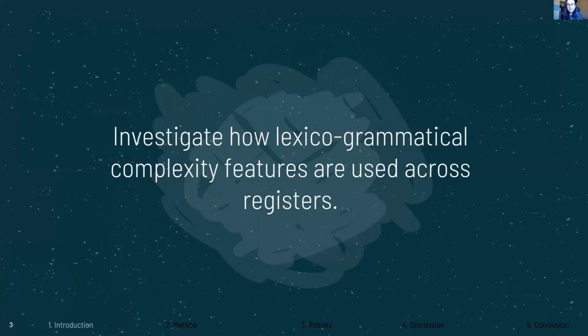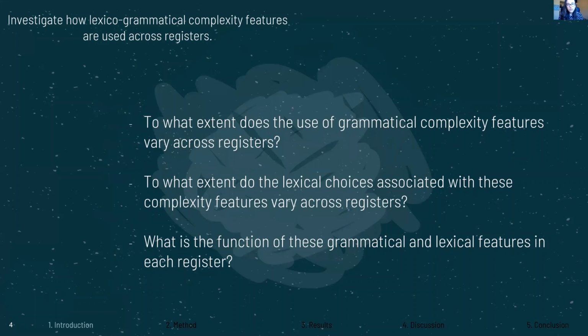But in this presentation, what I actually wanted to see is how these complexity features vary across registers, academic registers. So I have three research questions. To what extent does the use of grammatical complexity features vary across register? How do the lexical choices vary across register? And what is the function of these grammatical and lexical features in each register?